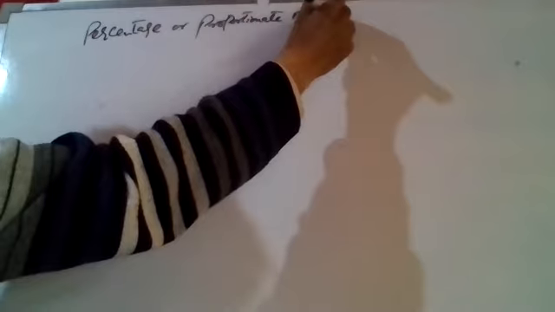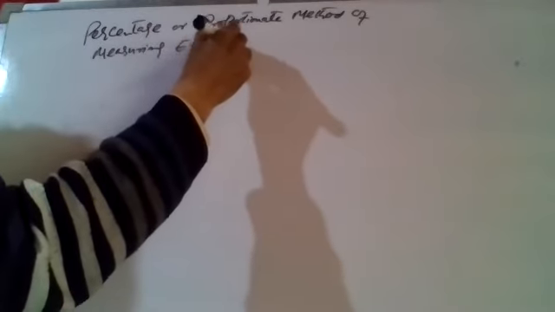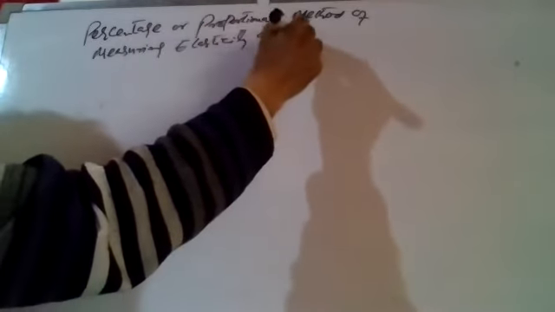Proportionate method of measuring elasticity of demand. Percentage or proportionate method of measuring elasticity of demand. So how to measure the elasticity of demand with the help of the percentage method or proportionate method? It is very simple. We have already discussed this method when we were discussing the meaning of elasticity of demand.